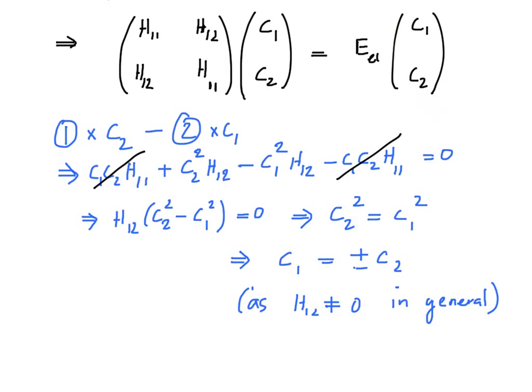So there we have it, a series of steps leading us to our final solution, which is C1 is equal to plus or minus C2. That's really our solution. How did we get there? Let's just go back a little bit.